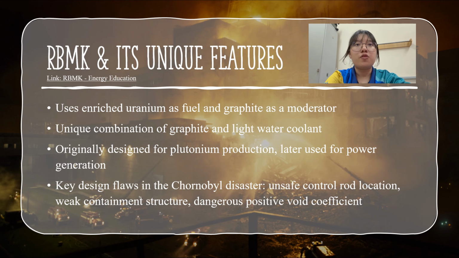The RBMK is famous as it was the ill-fated reactor involved in the Chernobyl disaster. As the disaster showed, the RBMK had some key design flaws. In particular, the location of the control rods, the containment structure, and the reactor's positive void coefficient proved to be quite unsafe. Since the disaster in 1986, the remaining RBMK reactors in use had some significant design changes to address these problems and ensure safety in future operation. RBMK reactors operated for decades in Russia after the Chernobyl disaster.